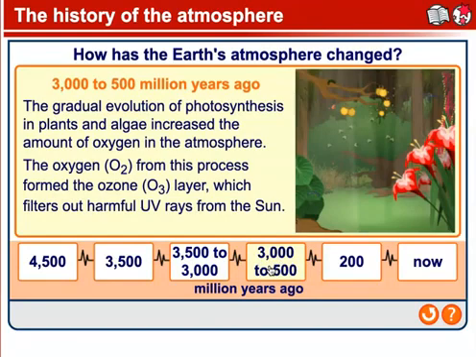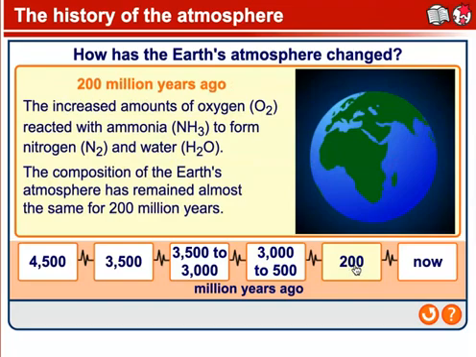3 billion to 500 million years ago, the gradual evolution of photosynthesis in plants and algae increased the amount of oxygen in the atmosphere. The oxygen, or O2, from this process formed the ozone layer, which is O3, which filtered out harmful UV rays from the sun. 200 million years ago, the increased amounts of oxygen, O2, reacted with ammonia, NH3, to form nitrogen, N2, and water, H2O. The composition of the Earth's atmosphere has remained almost the same for 200 million years.